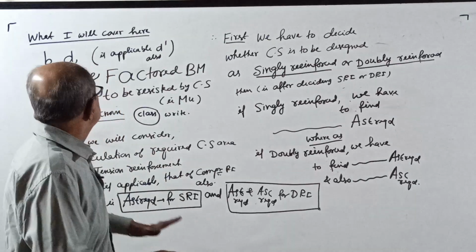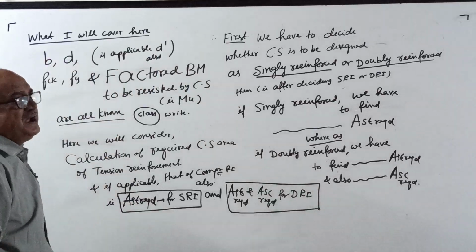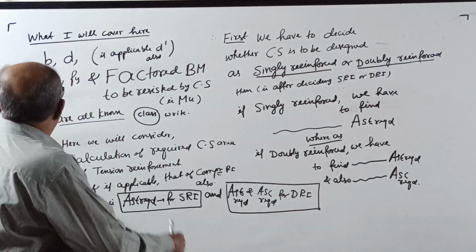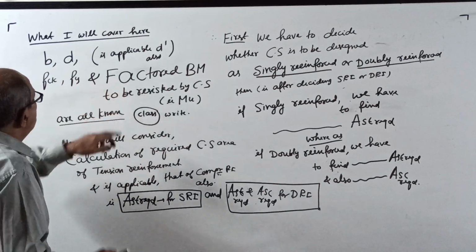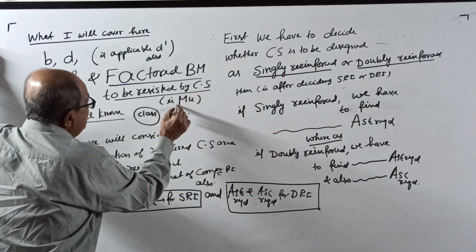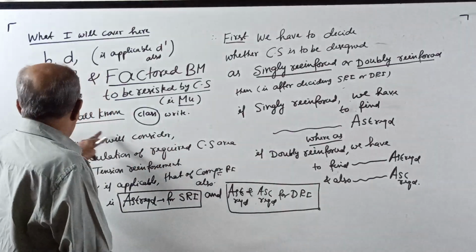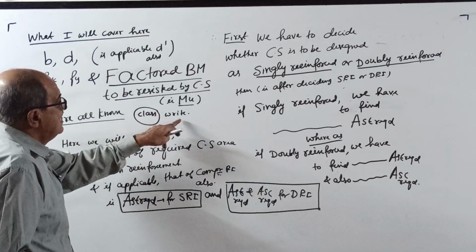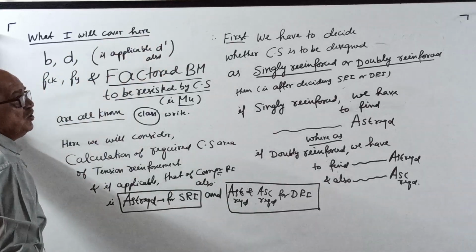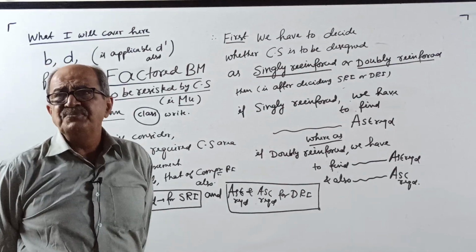Step by step, understand. So B, D, and if applicable D dash. Now you know: if applicable, D dash means the cross section is doubly reinforced. Then fck, fy, and the factored BM to be resisted by the cross section, that is called MU. Just now I told you, in design cases, MU is the factored BM. These are all known. B, D and D dash, how to decide? That comes in the design part. Preliminary dimensioning all comes in the design part.